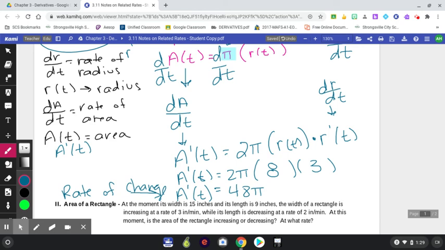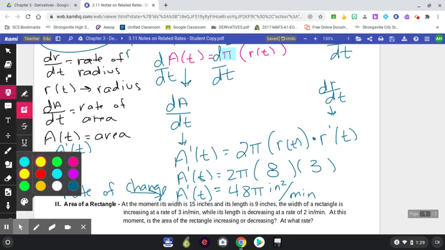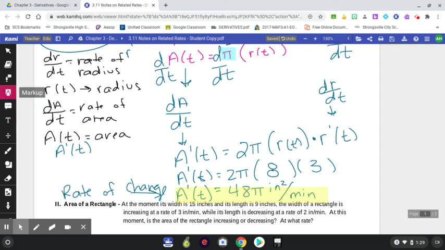The label on the rate at which the area is changing, well, it's going to be something per something. A rate of change is the change in y units, so the change in area, and the unit for area is inches squared per, and the time unit, that independent variable unit, is minutes. And so this would be my final answer. The rate at which the area is changing at the moment that the radius is 8 is 48 pi inches squared per minute.